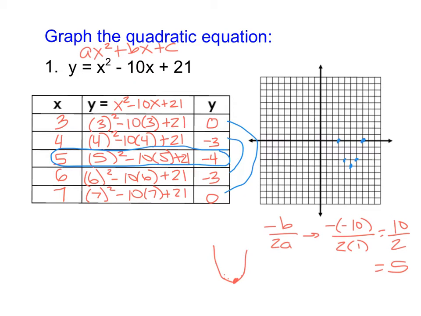And then we can plot more. If you wanted to, say, plug in 8, what's that, 5? So we can go 8, 5 if you want. And then there'll be a 5 over here. And that's our parabola.